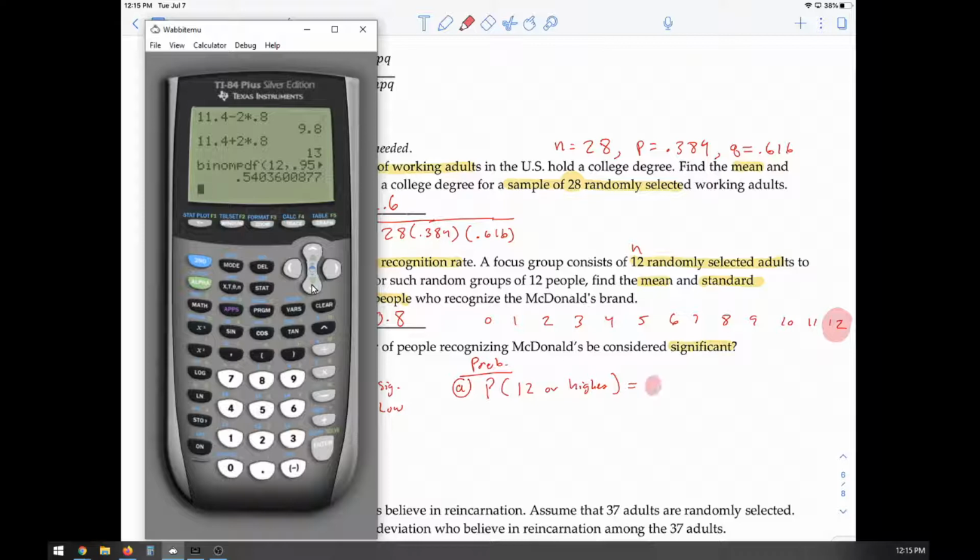And that's the probability that 12 people, 12 or higher, recognize McDonald's. That's going to be 0.5404, which is definitely higher than 0.05. So we know that it's not significant.